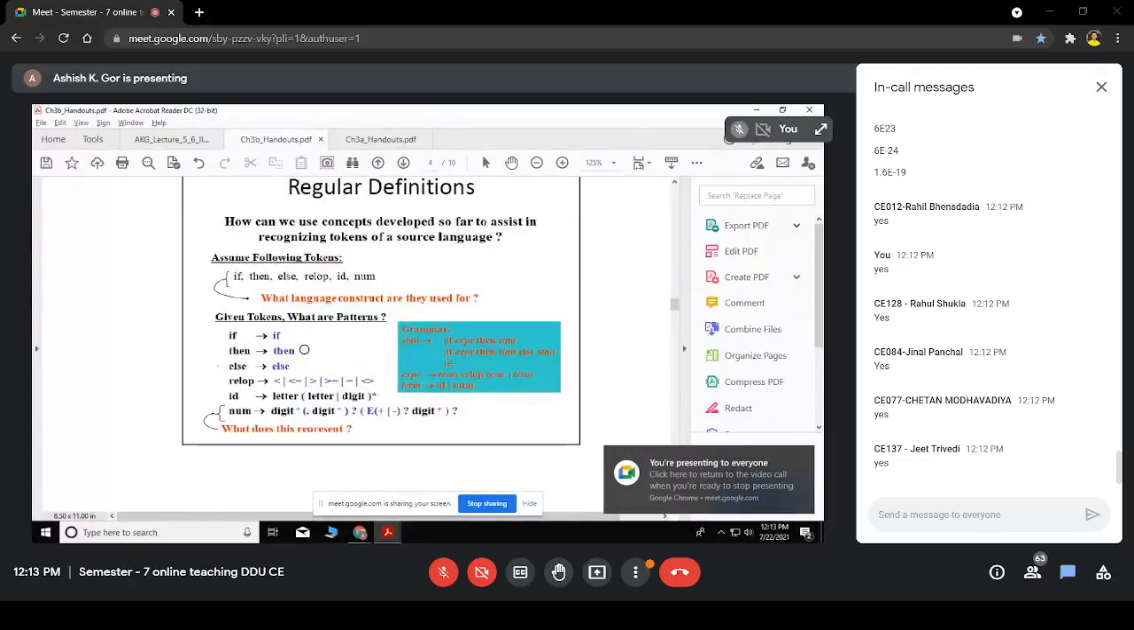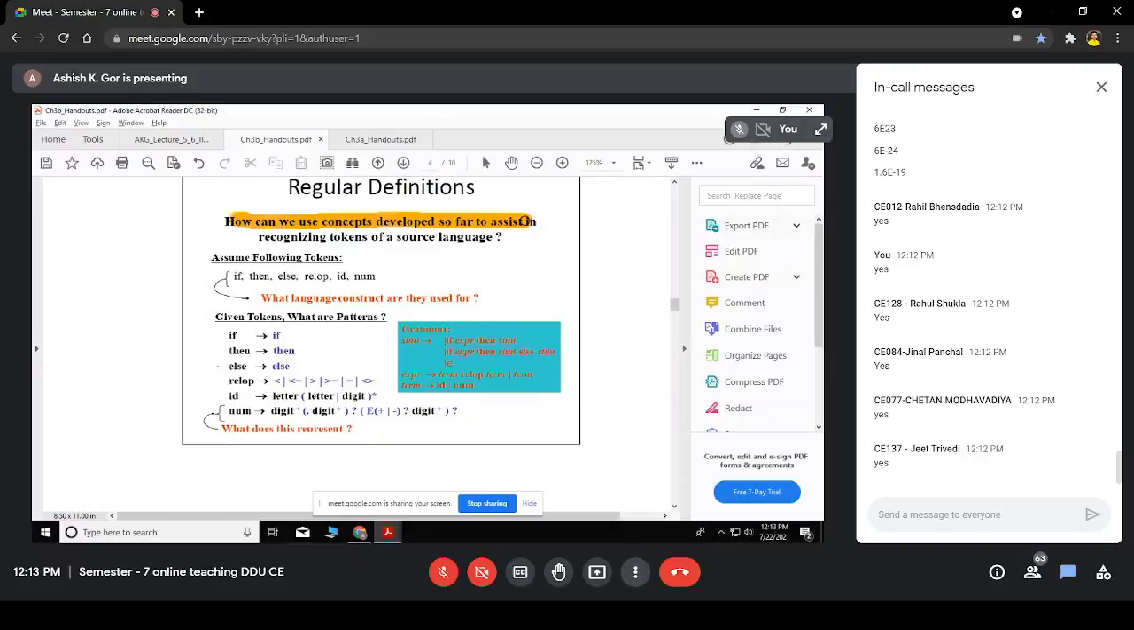Okay, so next, this is for unsigned numbers. So if I go ahead, how can we use the concept developed so far to assist in recognizing tokens of source language? For example, if you have keywords like if, then, else, some relational operator like less than, greater than, not equals to, in some languages. How, what language construct them? So the tokens and patterns are same actually.